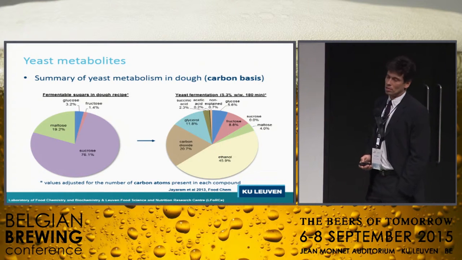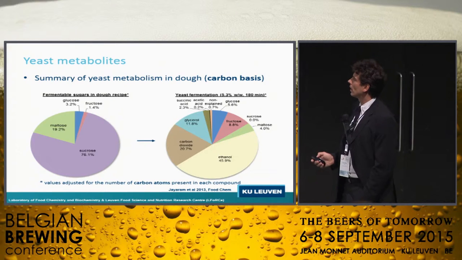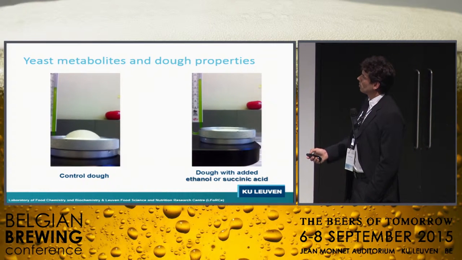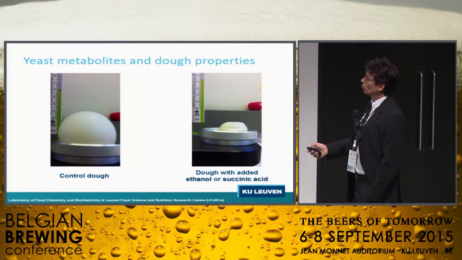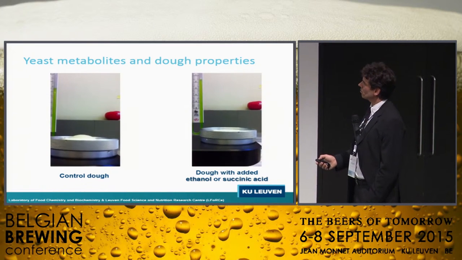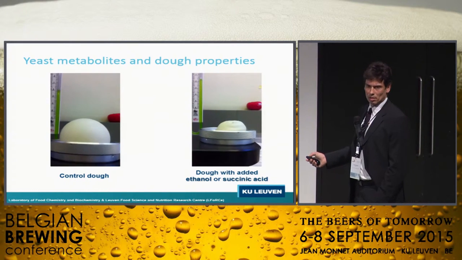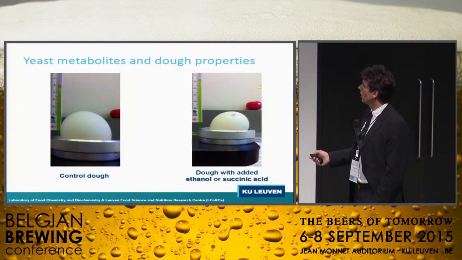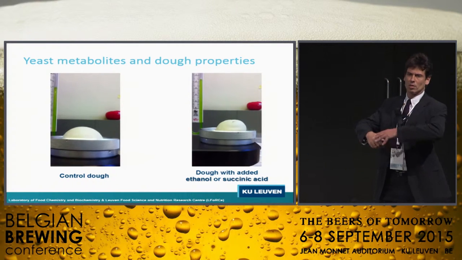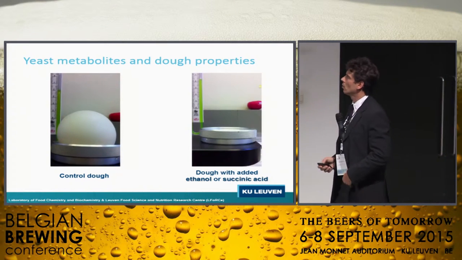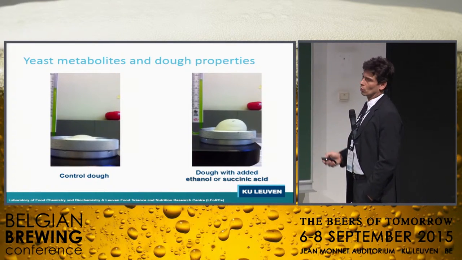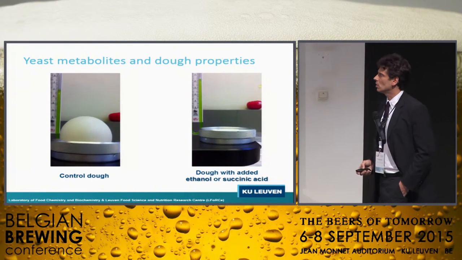Now, the question is, what do these metabolites do? And I try to show it to you with this movie. So this is a control dough, and this is a machine that tries to blow a bubble out of your dough. And what you see in the control dough, you blow this bubble, it's rather large, it's very strong. The moment that I add ethanol or succinic acid in the levels that is produced in dough by yeast, you see that you get a dough ball which is much less firm. So instead of having this nice elastic properties, being able to blow a film and so on, like in a control dough, you see that these properties get lost in this dough. It breaks very fast. So this is not a good thing.